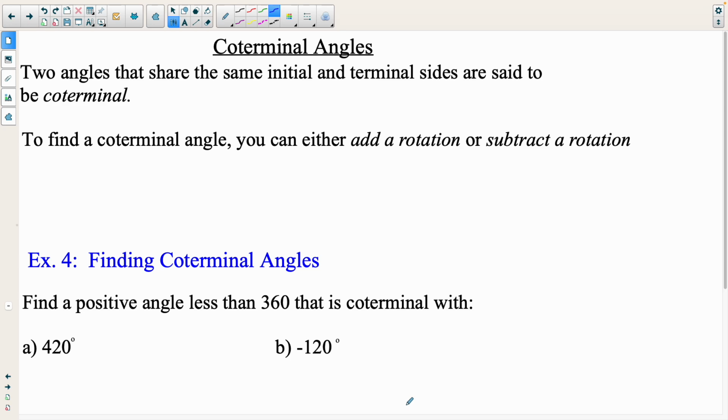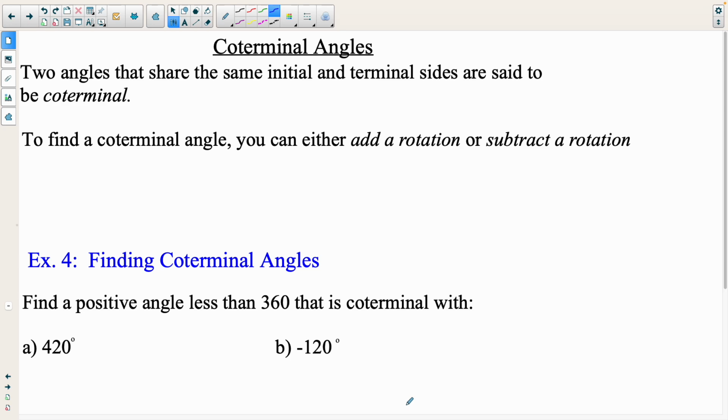So coterminal angles are angles that end in the same place, right? They always start in the same place because they're in the standard position, but they end in the same place as well. So for that to happen, you just have to go 360 degrees in either direction, because won't a full circle bring you right back around to where you started? That's what a full circle does, right? Wherever you are, if you go 360 degrees, you're coming right back to that spot. So coterminal angles, it's as simple as you're either adding 360 or you're subtracting 360. You're always adding or subtracting a full rotation.